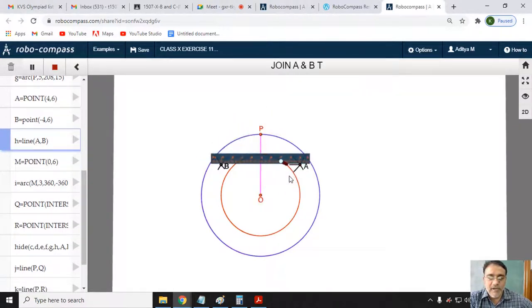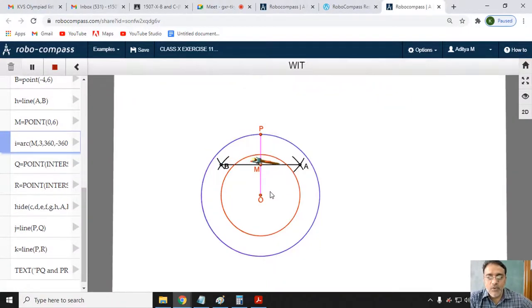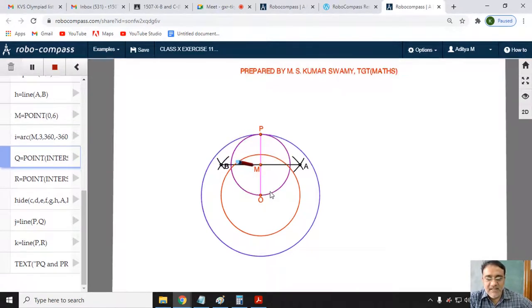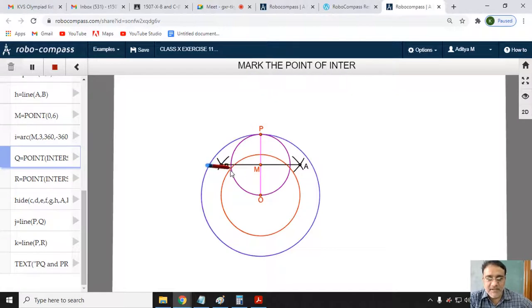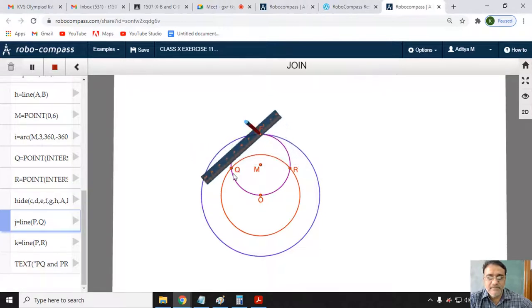Right? So AB जो होगा, that will be the perpendicular bisector of OP. It will intersect OP at point M. Now we'll draw one circle with center M and radius OM, which will intersect the inner circle at 2 points Q and R. Okay, then after that we'll join PQ and PR. First we'll join PQ, then we will join PR.